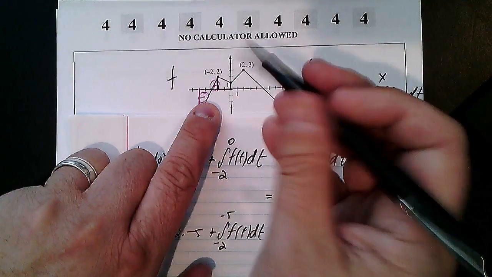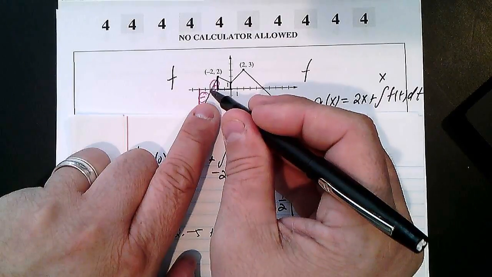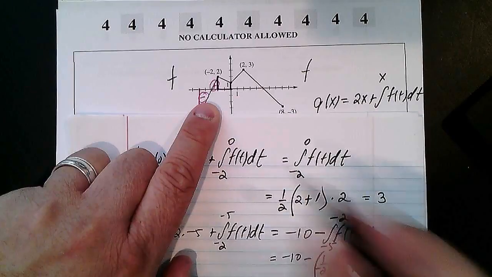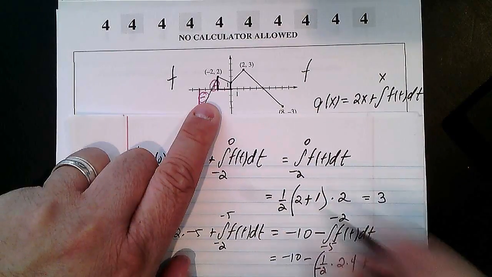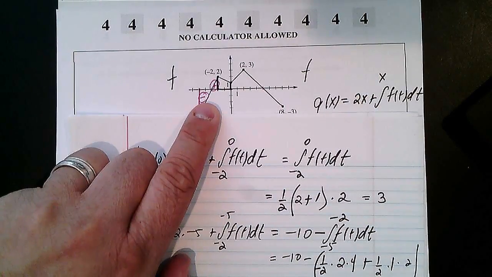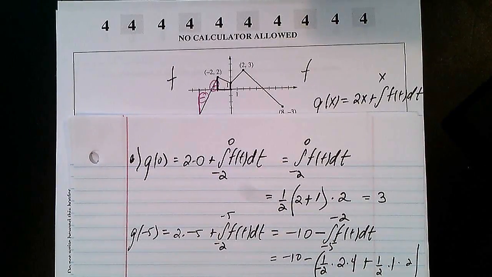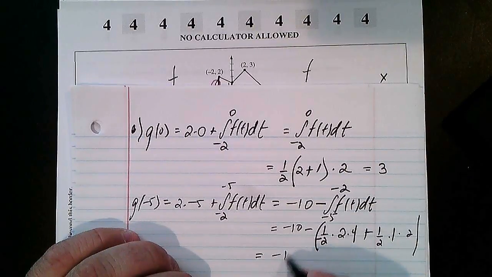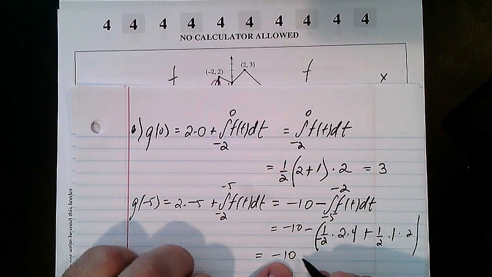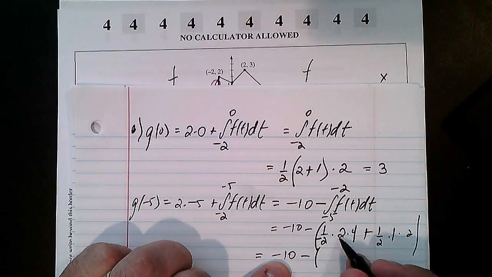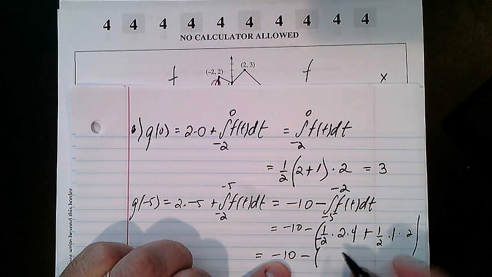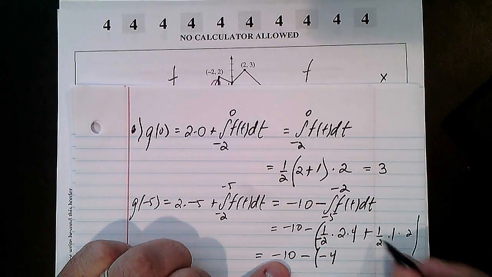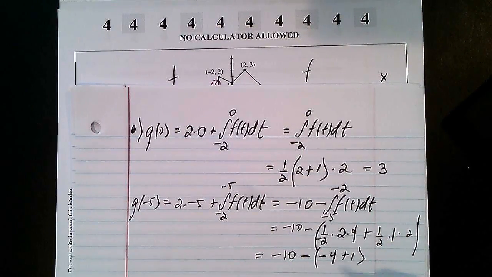Now I need to add on the area from x equals -3 to x equals -2. That's another triangle, 1/2. The base is 1, the height is 2. And again, this is the free response part of the test, so there's no need to simplify if you don't want to, but let's get a little bit of practice anyway. -10 minus 2 times 4 is 8. Half of that is 4. You've got -4. 2 times 1 is 2, times 1/2 is going to be 1.